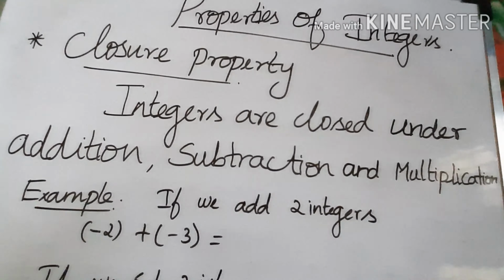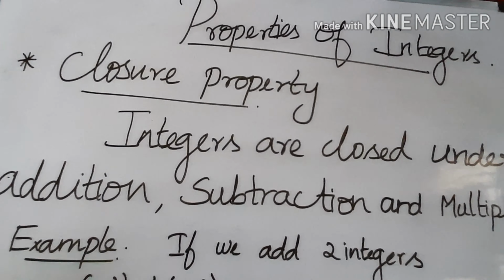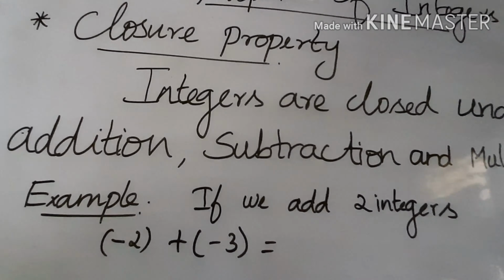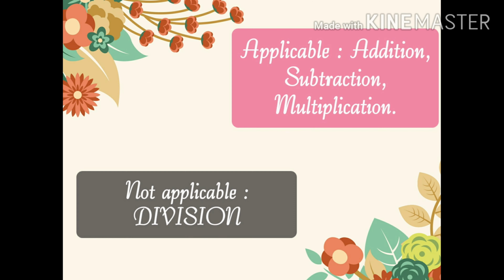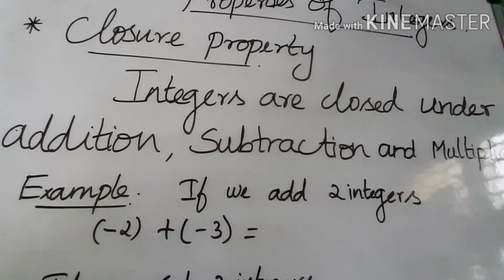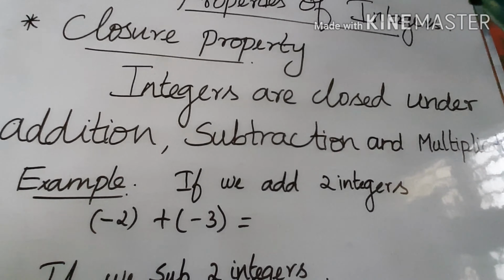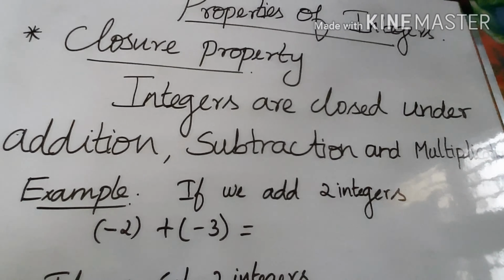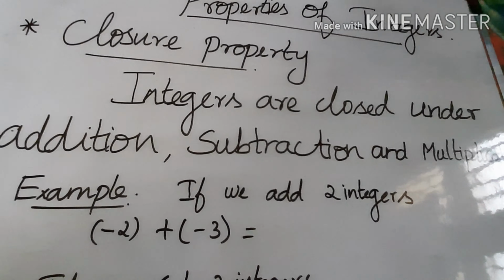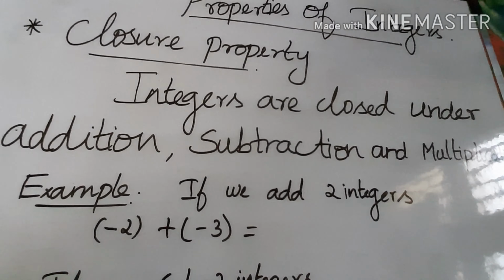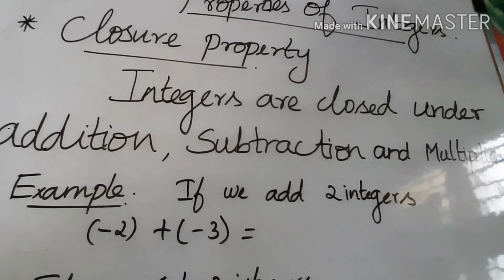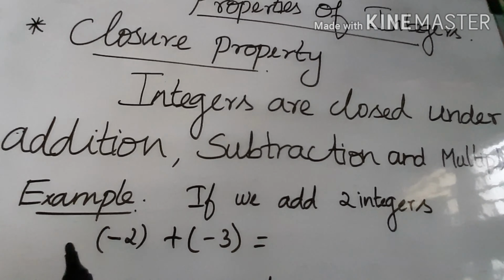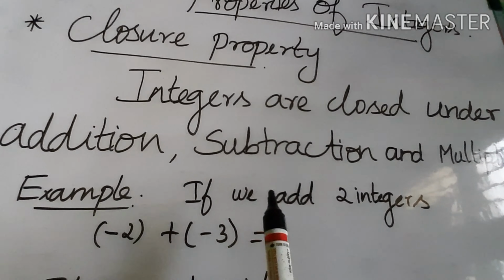Hi, in this video we are going to see the properties of integers. So first one is the closure property. The closure property is when you add, subtract or multiply two numbers, that answer should be an integer. That is the closure property of the integers. So here the integers are closed under addition, multiplication and subtraction also.